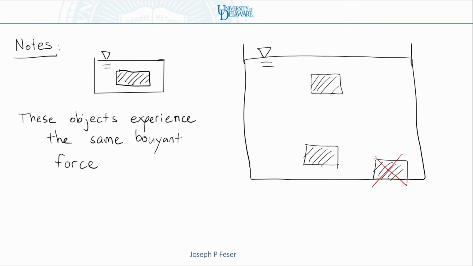So this has important applications in, for example, salvage. If you're trying to salvage something off the bottom of the sea, the force you initially need to lift it off is bigger than what you need once it's off the seafloor. But the important bit here is that all of these objects have exactly the same buoyant force as one another.